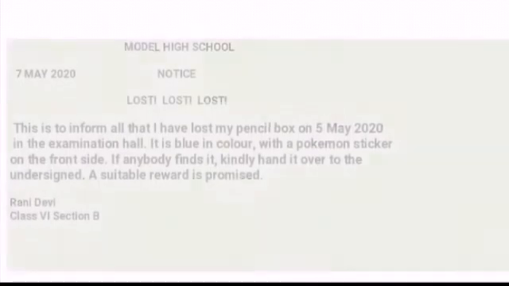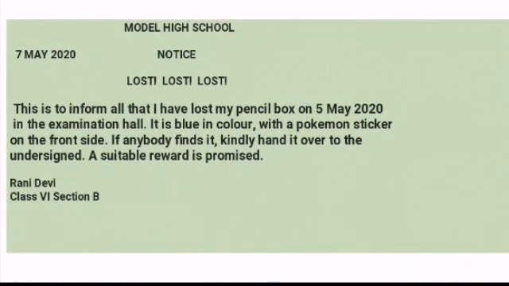Next is, I have for you a sample notice, a lost notice, and looking at this, let us try to learn more about how to write a lost notice. You see here, first you see the name of the institution. Here I have written Model High School.